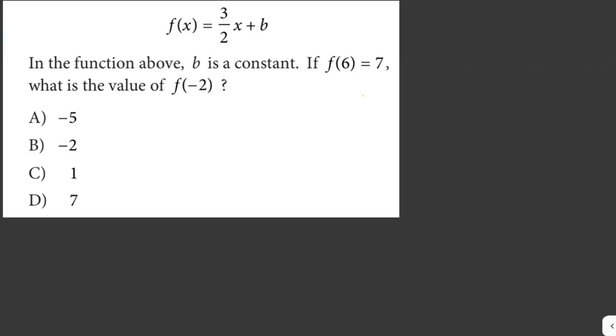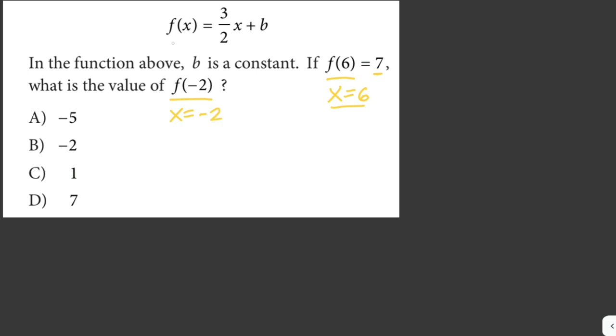Problem here. In the function above, b is a constant. If f of 6 is equal to 7, what is the value of f of negative 2? When we say f of 6, that means the value of x here is 6. So when x is 6, the value of y is equal to 7. We have to find the value of y when x is equal to negative 2.